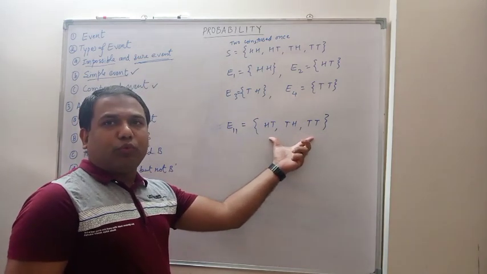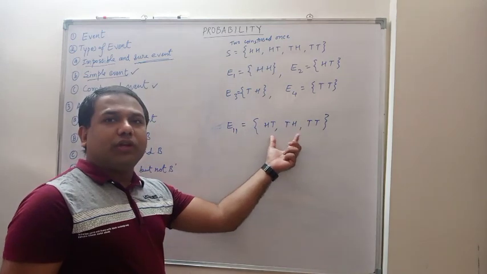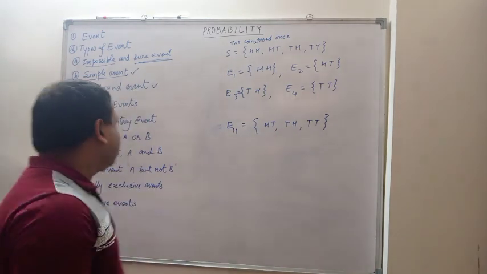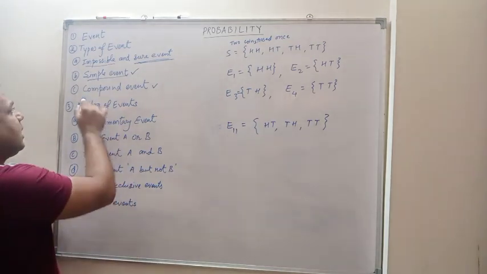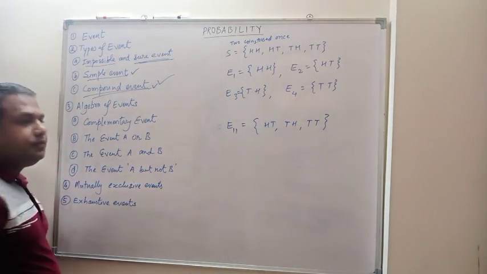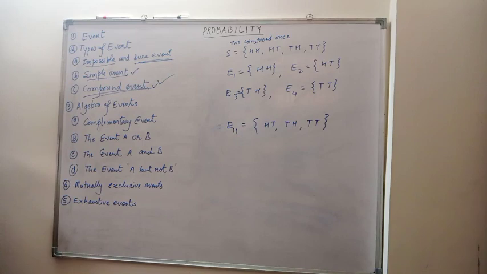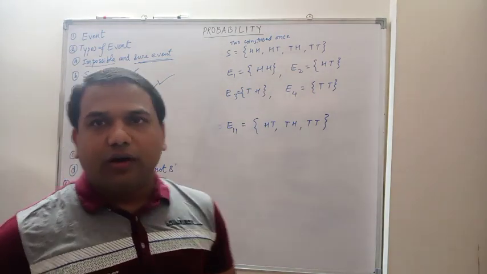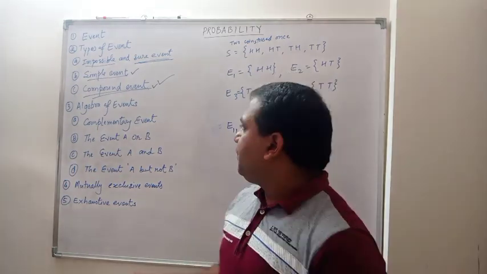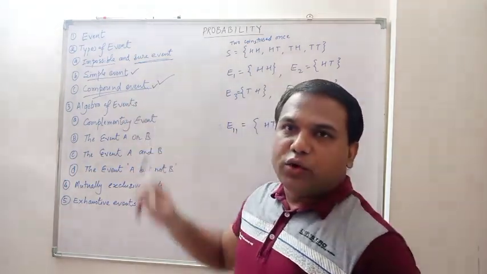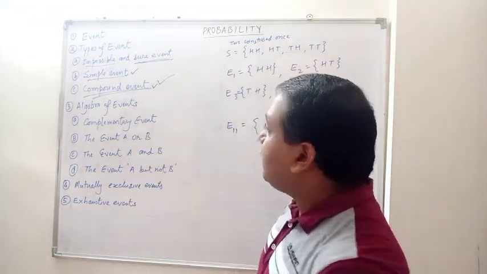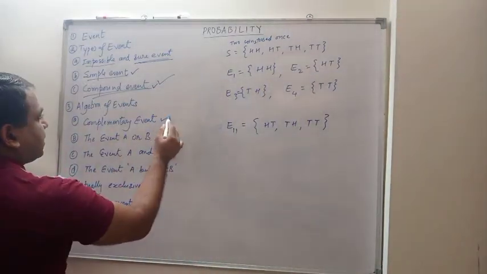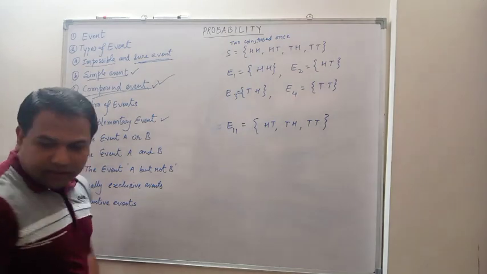If you have more than one sample point in your event, then definitely it is known as a compound event. Now coming to the algebra of events. Algebra of events means the operations we are doing on events, such as adding and subtracting, and we will see that. First of all, we will see the complementary event.